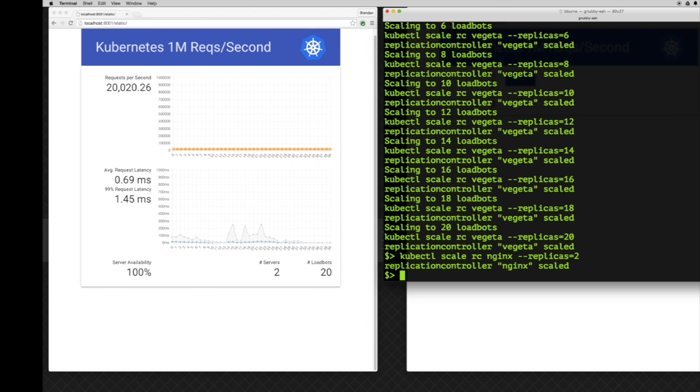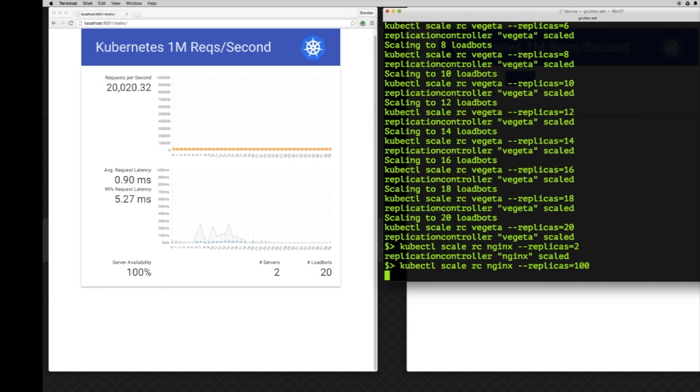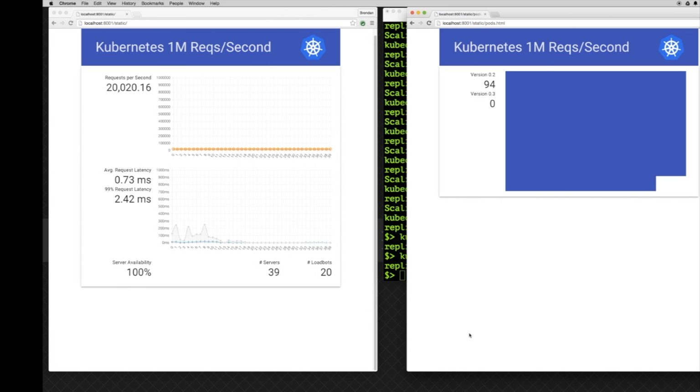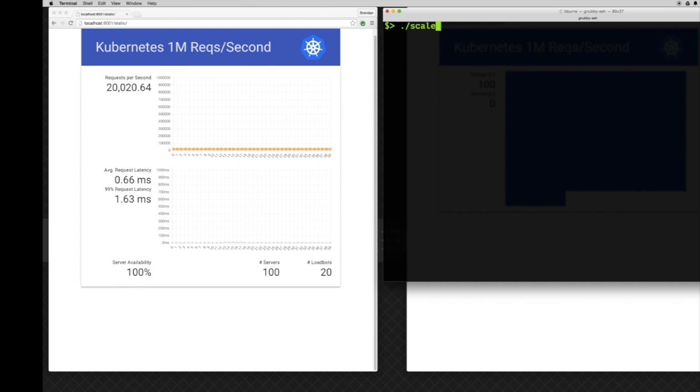Given that information, we're going to scale up our fleet of servers to be able to handle 1 million requests per second. That's going to be 100 Nginx servers on our Kubernetes cluster. All right, so those servers are coming up online. You can see them coming up there. We're up to 100. Now we're going to scale up our load bots that are also running inside this Kubernetes cluster to provide 1 million requests per second.